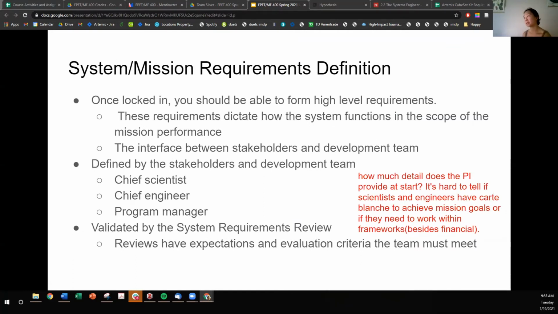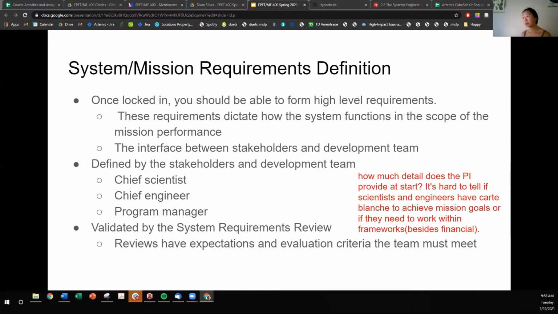For system and mission requirements definition, this is the next phase after the stakeholder analysis. So once you have a concept locked in, you should be able to form high-level requirements. These requirements dictate how the system functions and the scope of the mission performance. This requirements definition acts as the interface between the stakeholders and the development team. So there's a little bit of formalization of here are our wants and desires. How do we articulate that in a way that describes the mission?